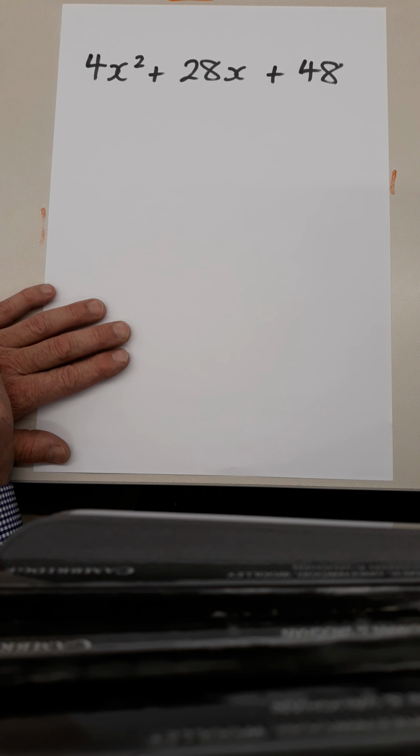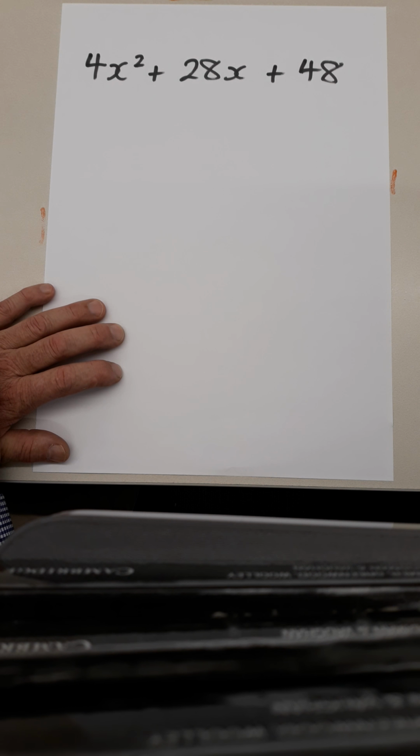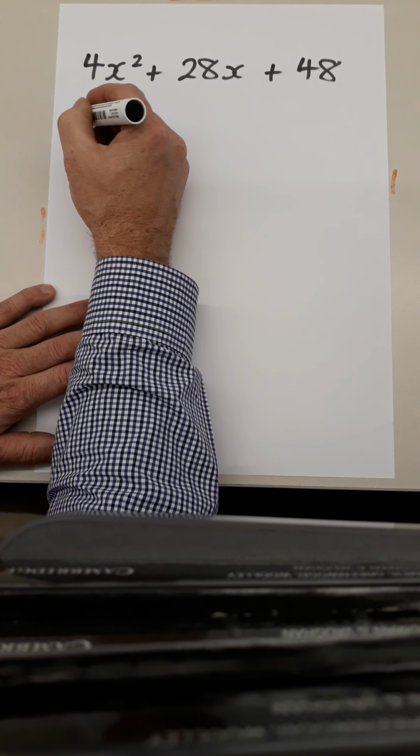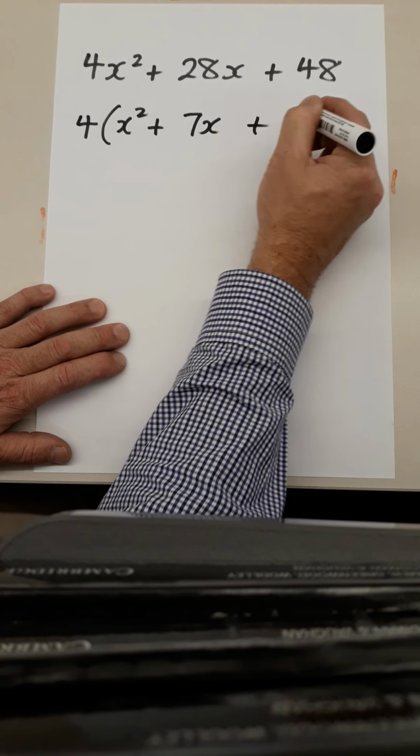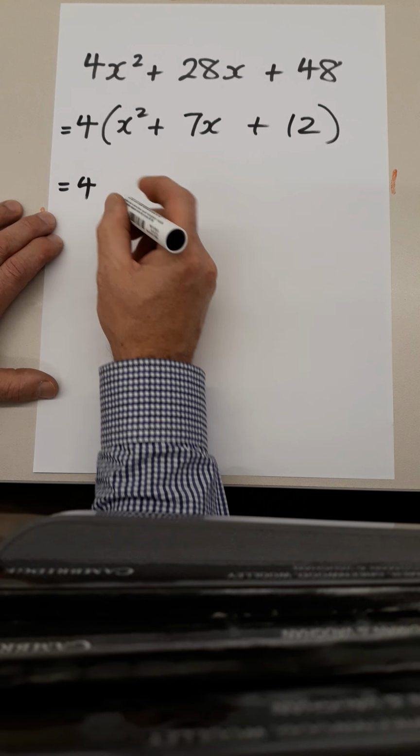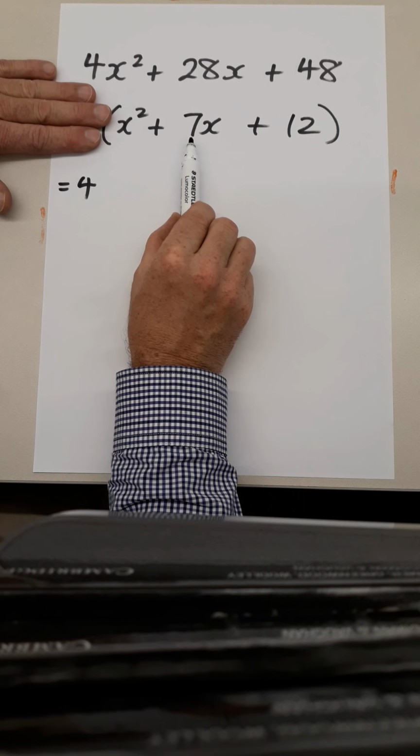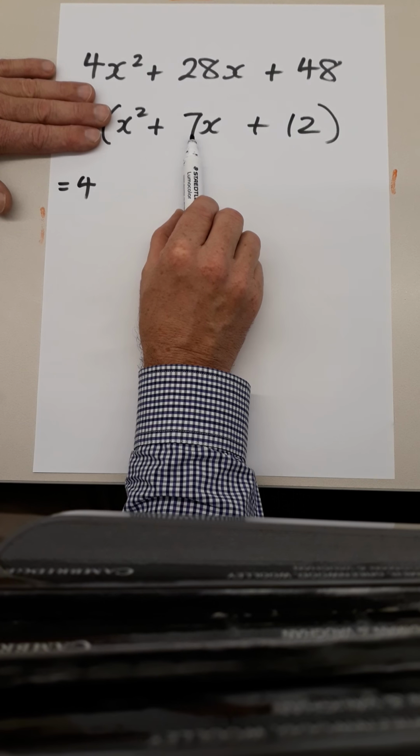But do remember that just because it's non-monic, it doesn't have to follow this. As with all factorising, the first overall thing you should look for is a common factor. Is there a number that goes into all three of these? Yes, there is. 4. 4 times x squared plus 4 times 7x plus 4 times 12. Now, I can easily factorise what's inside these brackets. What two numbers multiply to be 12 and add to be 7? 4 and 3. 4 times 3 is 12. 4 plus 3 is 7.